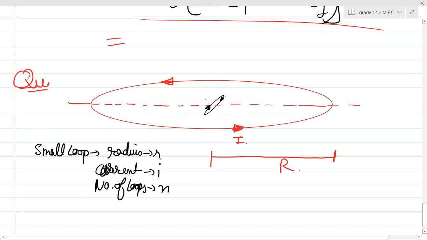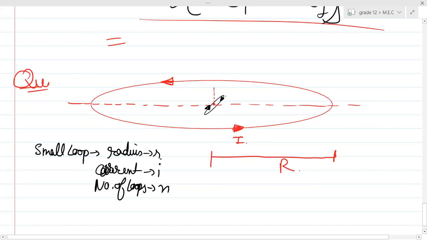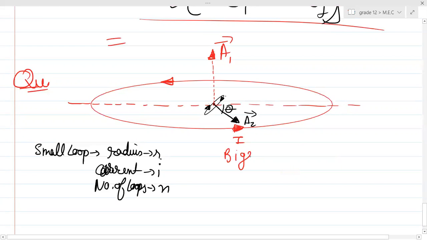I'll make something simplified for you. Can you see both the centers are coinciding? The area vector for the bigger loop is like this, and the area vector for the smaller loop is like this. This is what I'm giving you in the question. Guys, are you able to see the question? Now everyone is able to see the question, right? Yes, sir. I'll write down the question. These are the things which are given to you.